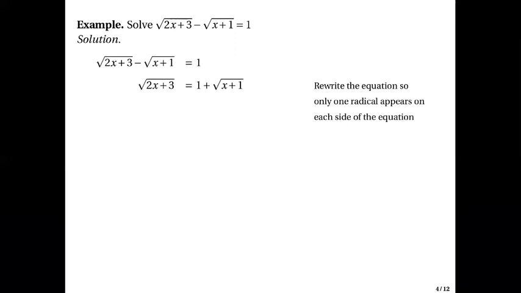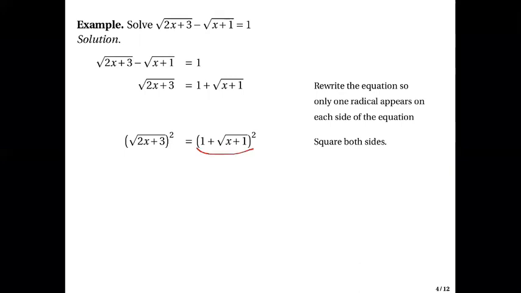So our first step here will be this. We move this minus square root of x plus 1 to the other side. So on the left-hand side, we just have square root of 2x plus 3. On the right-hand side, we have 1 plus square root of x plus 1. And then this is a square root, so all we need to do is to square. When we square, we have this. Okay? And then let me expand this guy here.